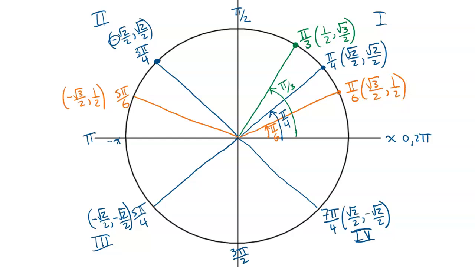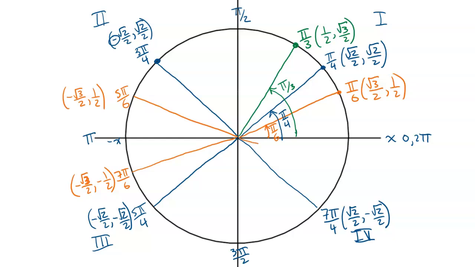We do the same thing now in the next quadrant. And so now we're going pi plus pi over 6, and we end up getting 7 pi over 6. So that's an angle of 7 pi over 6. And that has coordinates where the x value is still negative, so negative root 3 over 2, and now the y value is negative, negative 1/2.